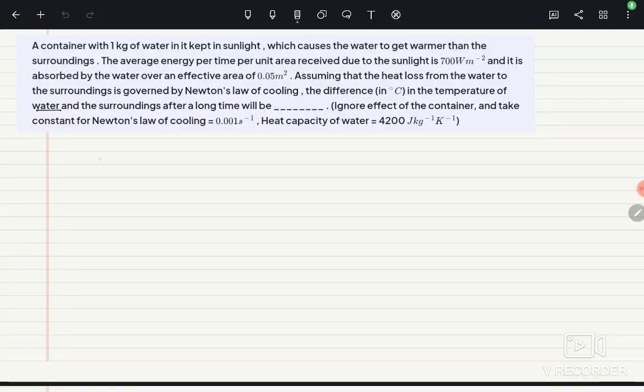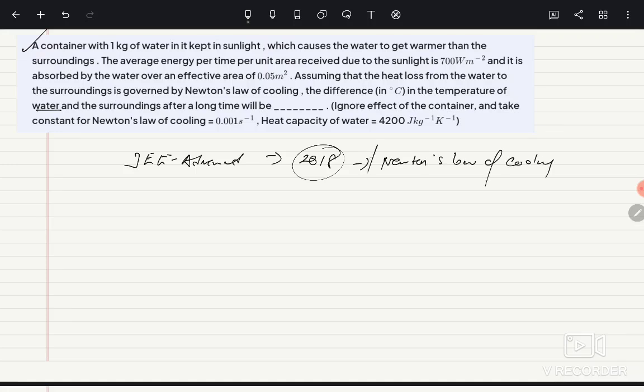Hello students, in this video we are going to solve this question of JEE Advanced, which has been asked in the JEE Advanced examination, I think 2018, and it is related to the topic of Newton's law of cooling. Okay, so we are going to solve this question.